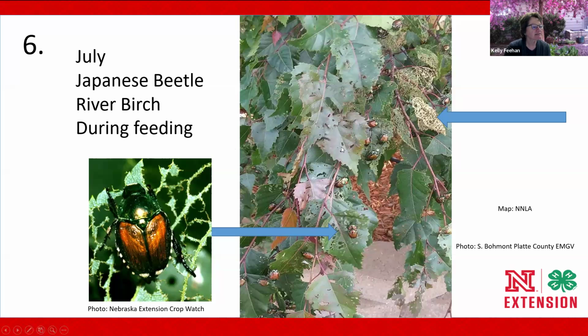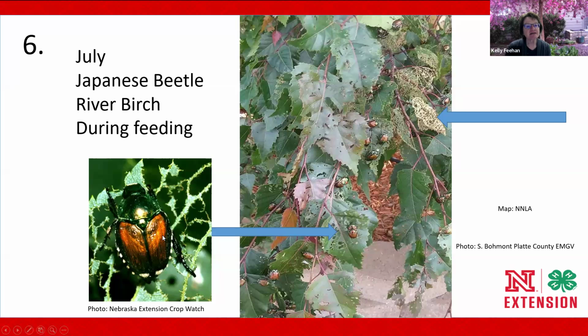Anyway, this is on river birch. This was a picture taken over in the Schuyler area. You can see they usually do their feeding in June and July, early August, and they skeletonize the leaves. They eat the green tissue off and then leave the veins. We call it skeletonizing. Japanese beetles we can identify by those tufts: there are 5 tufts of white hairs on each side. That helps to distinguish them from other similar feeding beetles.